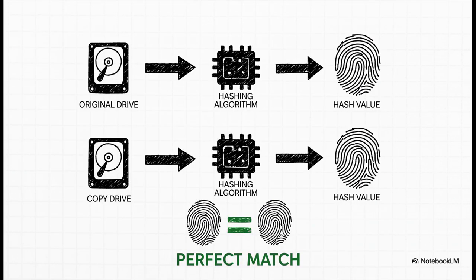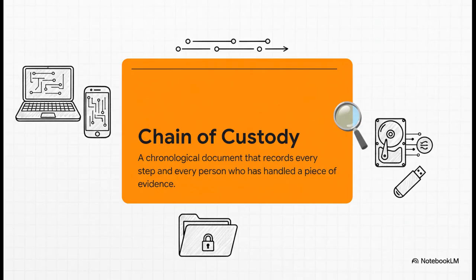So how do you actually prove that the copy is perfect? Well, you use a process called hashing. A hash algorithm basically creates a unique digital fingerprint for any piece of data. If the fingerprint of the original drive perfectly matches the fingerprint of the copy, you have mathematical proof that your image is an identical, untainted clone. It's airtight.